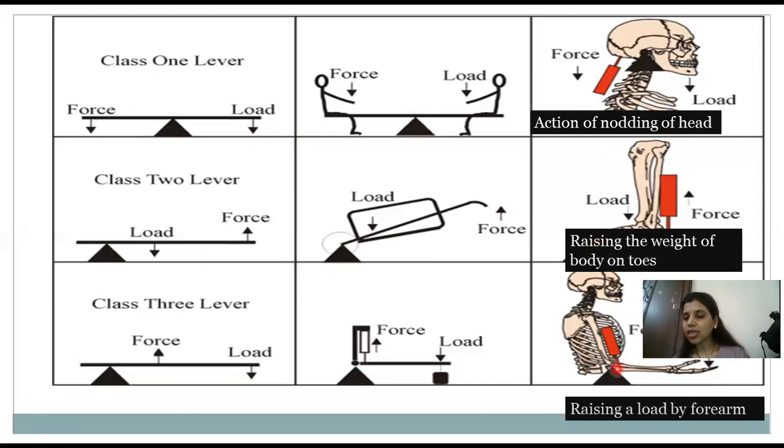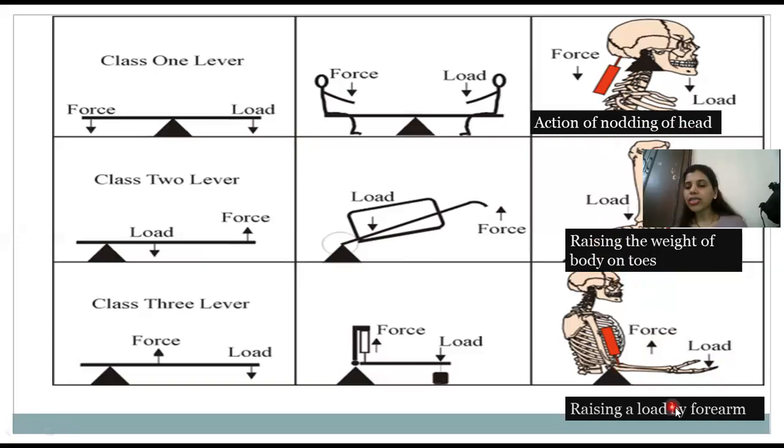And for class 3, you can see that you are trying to raise a load by your forearm. Here is the load, and with the help of the forearm you are trying to raise it. The fulcrum is over here, this fixed point. This is the effort at the center, and the load is at the other end. So raising a load by forearm is a class 3 lever.